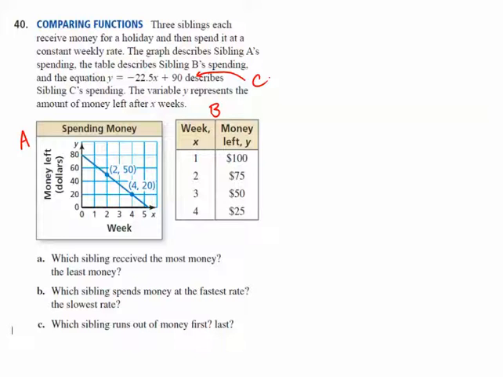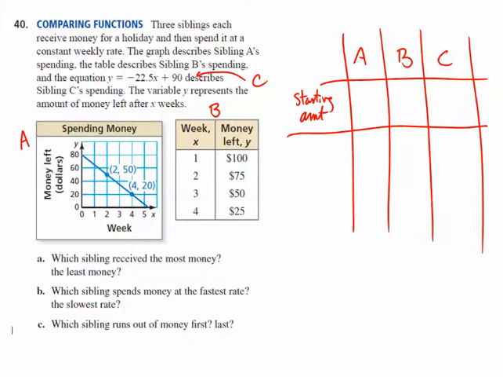Well, again, if you look at the equation or the graph or the table, the money that is received is the starting amount. So let's make a quick table here. All right, so how do we know how much money sibling A started with? Well, it's going to be the y-intercept on the graph. And so sibling A started with $80.